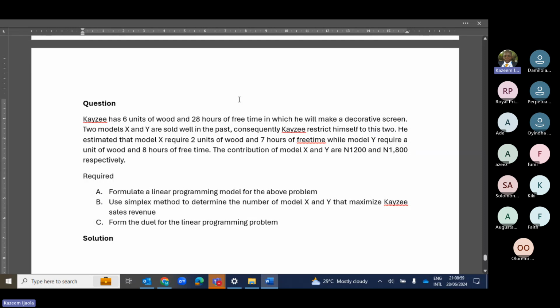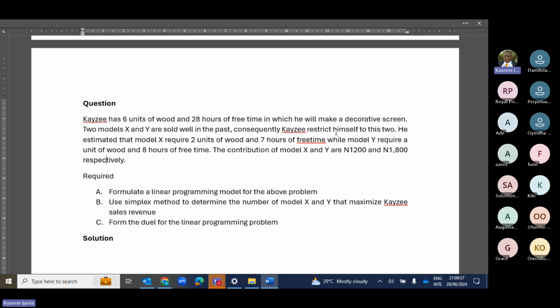Okay, so KZ has 6 units of wood and 28 units of free time, in which he will make a decorative screen. Two models, X and Y, have sold well in the past. Consequently, KZ restricts himself to these two. He estimated that model X requires 2 units of wood and 7 units of free time, while model Y requires a unit of wood and 8 hours of free time.